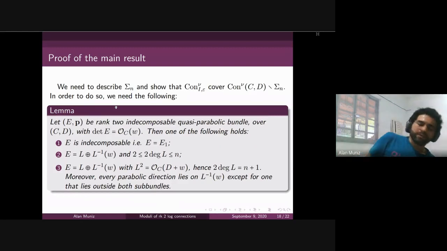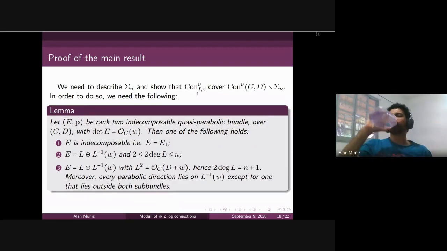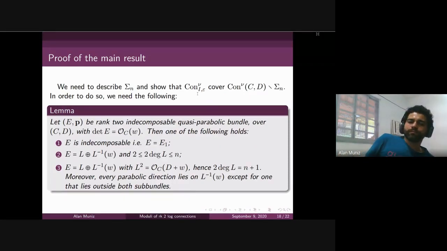The point here is that we have taken the subspaces where the underlying quasi-parabolic vector bundle is stable for some weight. But this is not always the case. And here is where the sigma n comes in.